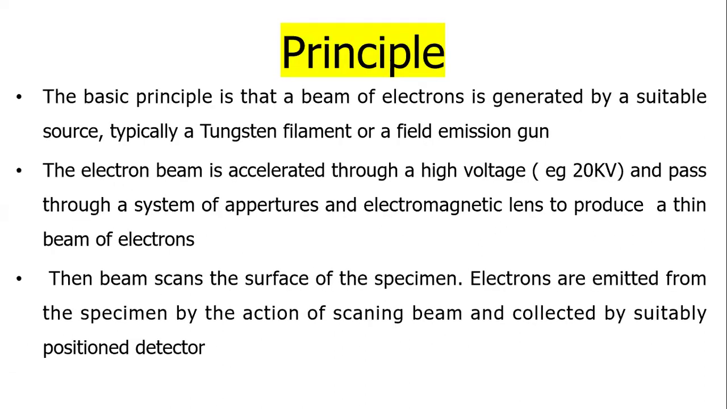Principle. The basic principle is that a beam of electrons is generated by a suitable source, typically a tungsten filament or field emission gun. The electron beam is accelerated through a high voltage, for example 20 kilovolts, and passes through a system of apertures and electromagnetic lenses to produce a thin beam of electrons. Then the beam scans the surface of the specimen. The electrons are emitted from the specimen by the action of the scanning beam and collected by a suitably positioned detector.